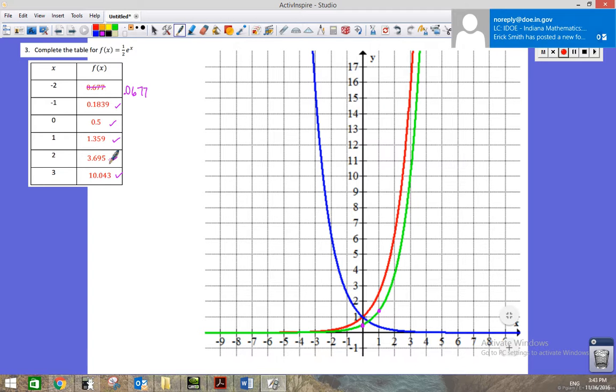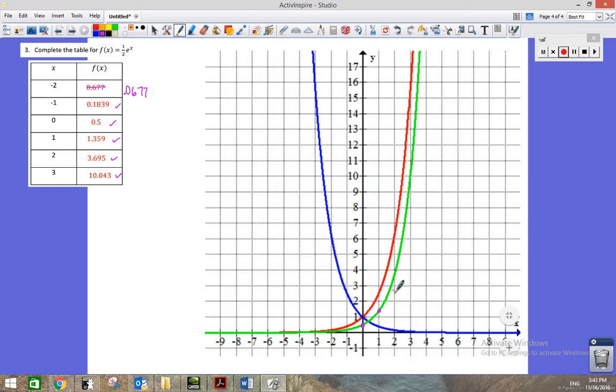For 2, 3.695, about 3.7. Well, here's 3.7, just below the 4. So that seems pretty reasonable. So the computer did a good job, which we would expect. And this is going to be about 10. At x equals 3, we're getting 10.043. Well, that's so close to 10, I can't eyeball that. So definitely this problem number 3 was the green graph.